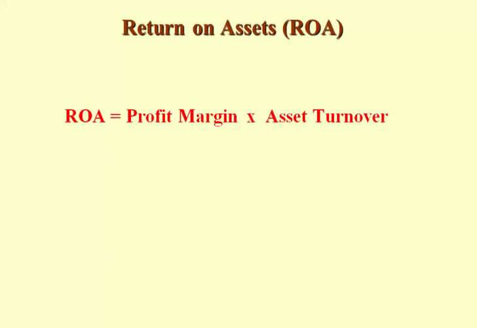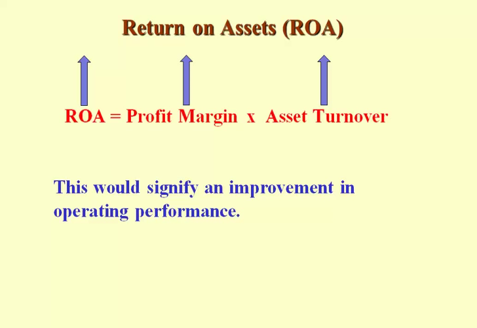Our return on assets, again, can be broken down into two parts, our profit margin and our asset turnover. Again, two drivers. And anything we do to increase either one of these drivers, in other words, improve turnover or improve our profitability, will boost our return on assets, which would signify an improvement in our operating performance.